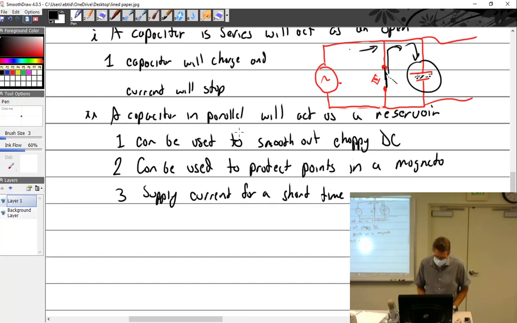Are we going to get shocked with magnetos in this class? What? Said, are we going to get shocked with magnetos? Yes. Not as much as I got you guys last class.